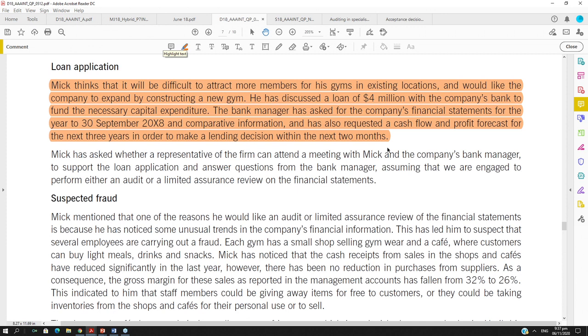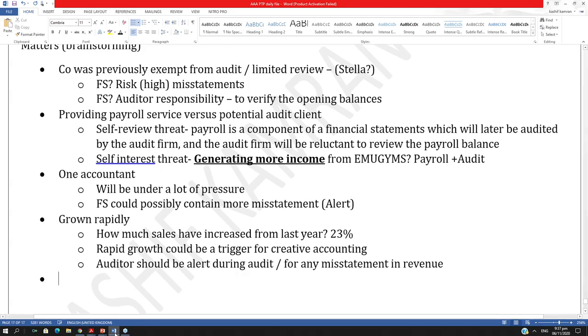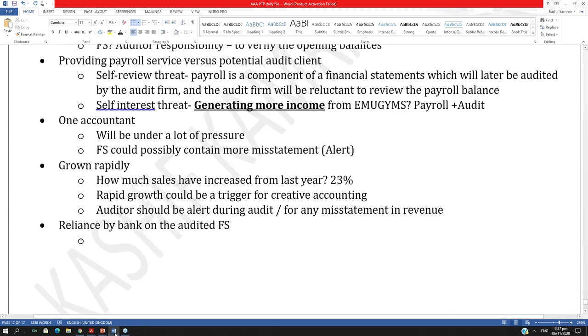So do you believe there is an exposure to liability? Will the bank be relying on the audited financial statement? Will the bank be using the audited financial statement audited by the Huntsman Company? Right? So is there an additional responsibility here? Reliance by bank. Will the bank be relying on the audited financial statement? So does that increase the liability for the audit firm?